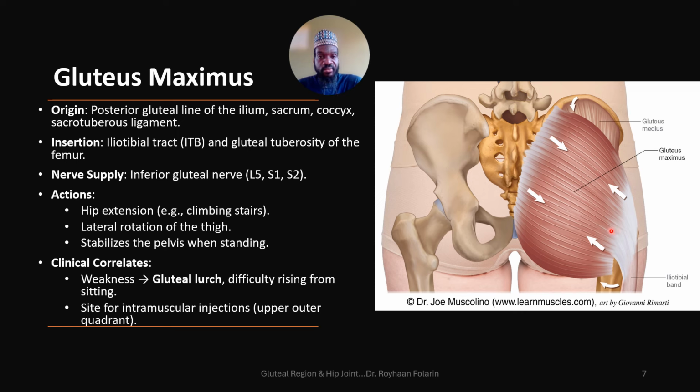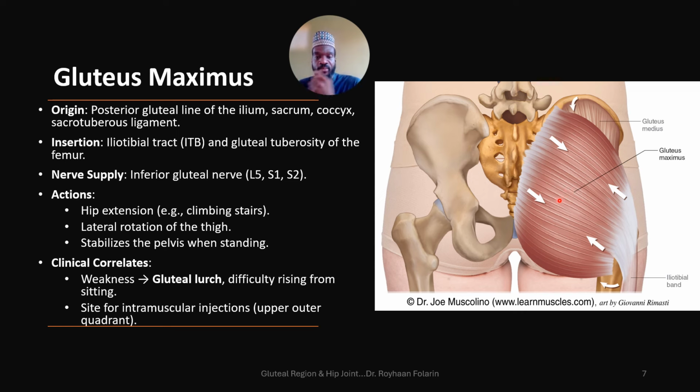Whenever there is a weakness in this muscle, that results in gluteal lurch. The gluteus maximus is very essential while climbing stairs, because in order to lift up the already flexed thigh from that flexion position, you need extension to raise up that flexed thigh in order for the contralateral limb to also meet up to that level and climb the next stairs. So that extension movement is very important, and that is chiefly coordinated by the gluteus maximus.